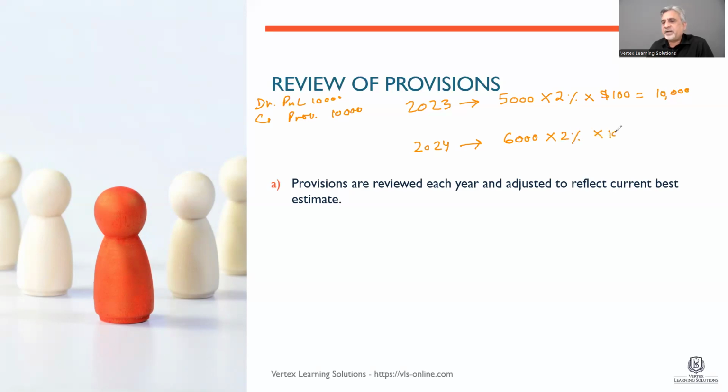And again, you have to multiply it with $100. Let's suppose these estimates do not change. By the way, they can change as well. Instead of $100, you say, based on my recent experience in last year, this expense is not 100. Let's call it $120. So I will say 6,000 phones multiplied by 2%, and then multiplied by 120. So what I need is 14,400, and then adjust to reflect current best estimate.